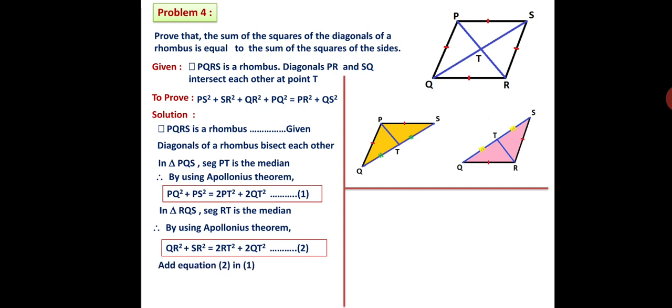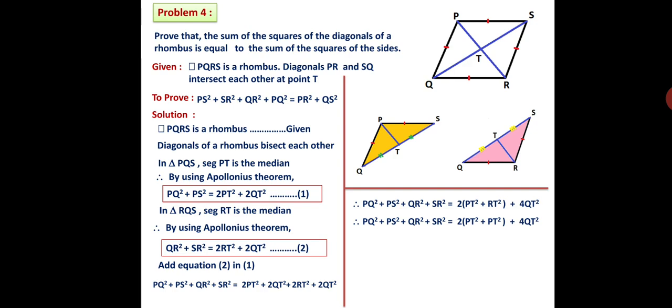We will add these two equations. What you are getting is PQ square plus PS square plus QR square plus SR square is equal to 2 PT square plus 2 QT square plus 2 RT square plus 2 QT square. 2 QT square has come 2 times. Therefore we can write it as 2 times of PT square plus RT square, but as 2 QT square came twice, it will become 4 QT square. But here PT and RT are the same, therefore we can replace this RT with PT. Therefore it is equal to twice of PT square plus PT square.